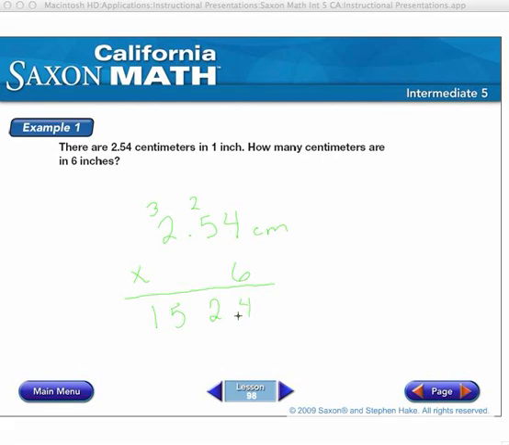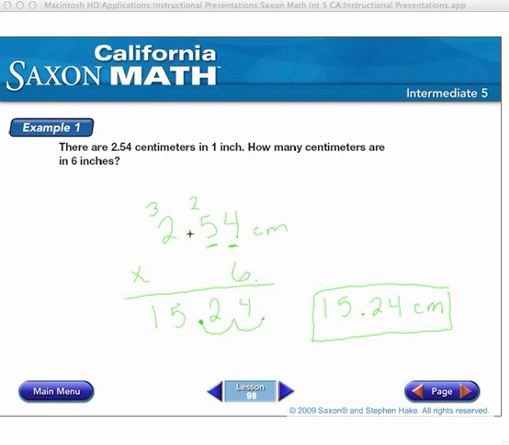So I get 1524. But now I need to go count my decimals, and I notice that I have 2 numbers to the right of the decimal in this number, but I have nothing over here. There is no decimal. It would go right there. So I'm going to take my decimal then, and I'm going to move it 1, 2 places to the right for a final answer of 15.24 centimeters.